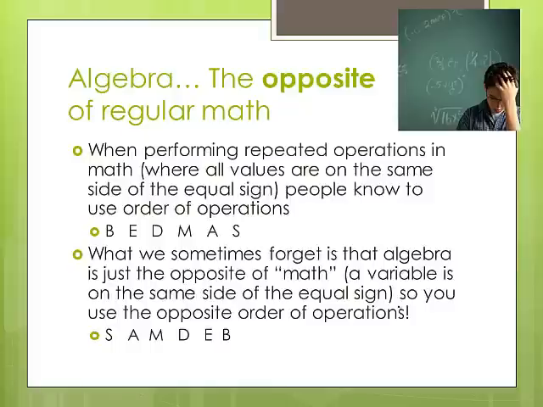What we sometimes forget is that algebra just represents the opposite of regular math. So what we see is that a variable is on the same side of the equal sign, and so what we have to do is actually the opposite of our normal order of operations. So instead of using BEDMAS, this time we're going to use SAMDEB. So first we reverse the subtraction, then addition, multiplication, division, exponent, and brackets.